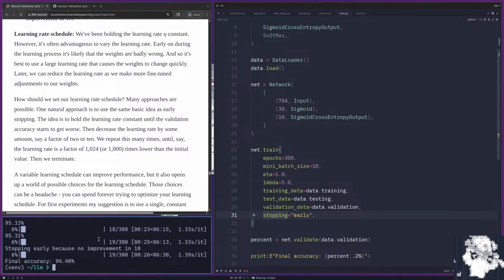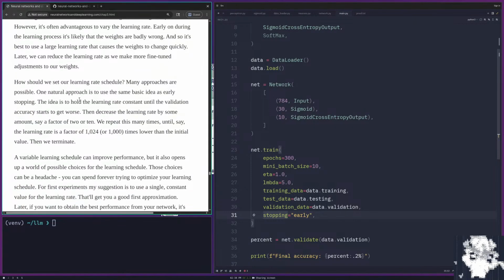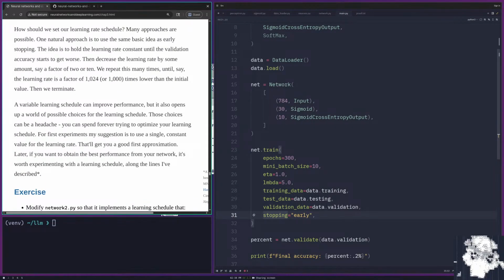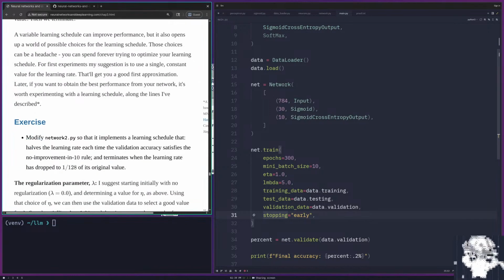There we go, we stopped. How should we set the learning rate schedule? Many approaches are possible. One natural approach is to use the same basic idea as early stopping. The idea is to hold the learning rate constant until the validation accuracy starts to get worse. Then decrease the learning rate by some amount, say by a factor of 2 or 10. We repeat this many times until, say, the learning rate is a factor of 1,000 times lower than the initial value. Then we terminate.